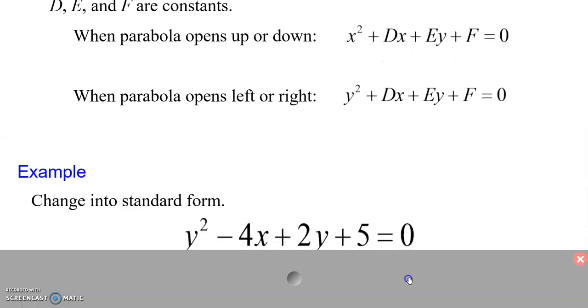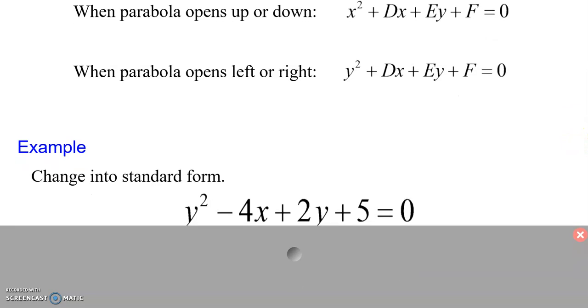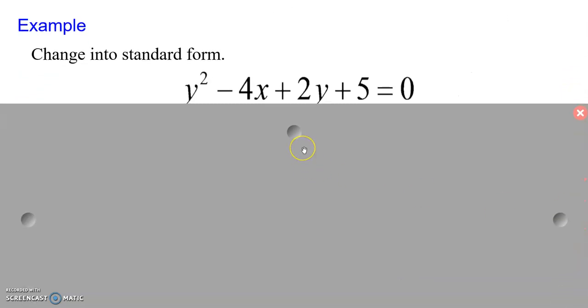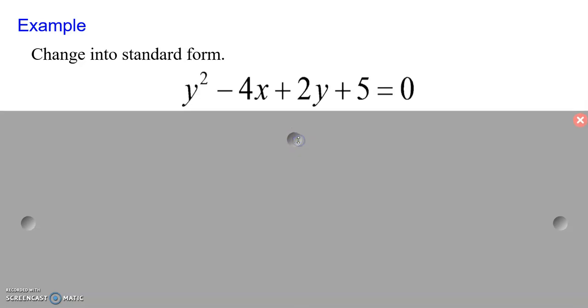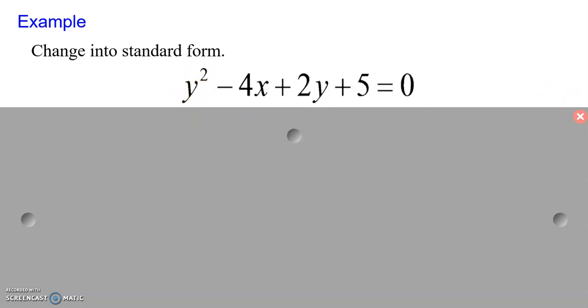So, to go to standard form, we use a similar strategy that we've used for other shapes. We're going to complete the square. But you'll notice since there's only one squared term, we only have to complete the square once for that variable.